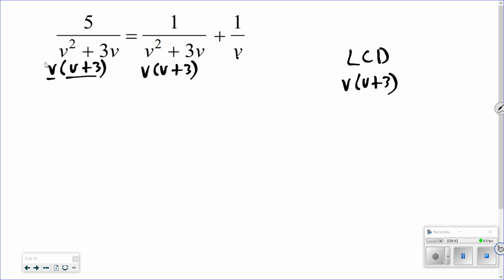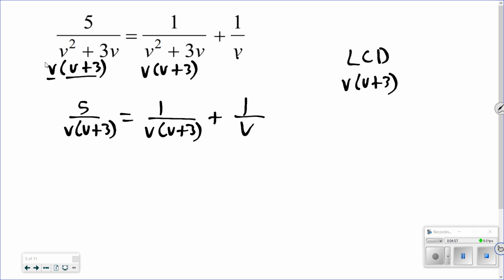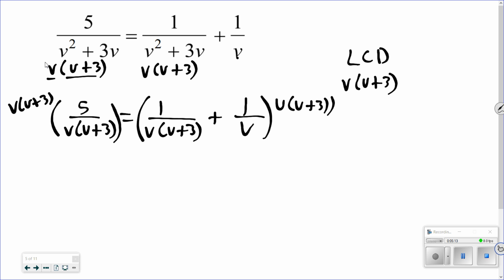So I'm going to rewrite my problem. I have 5 over v times v plus 3 equals 1 over v times v plus 3 plus 1 over v. Okay, multiply both sides by that v times v plus 3. And again, what's going to happen is all of our fractions should cancel out. Whoops, an extra set of parentheses there.